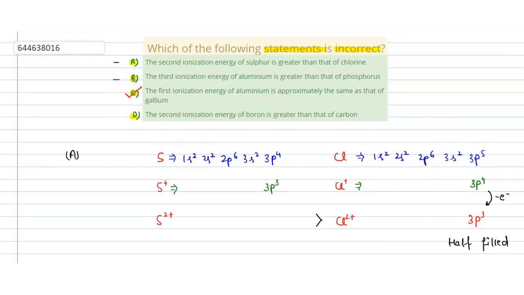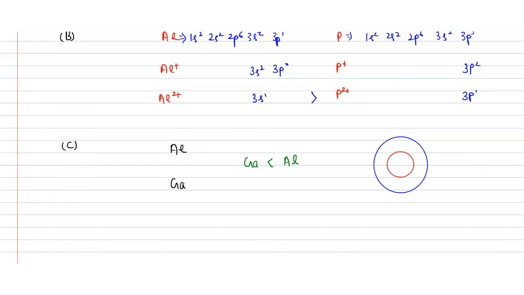The D option is the second ionization energy of boron and carbon, so we consider boron and carbon. Here we write boron and here we write carbon. The electronic configuration of boron is 1s2, 2s2, 2p1, and carbon is 1s2, 2s2, 2p2.